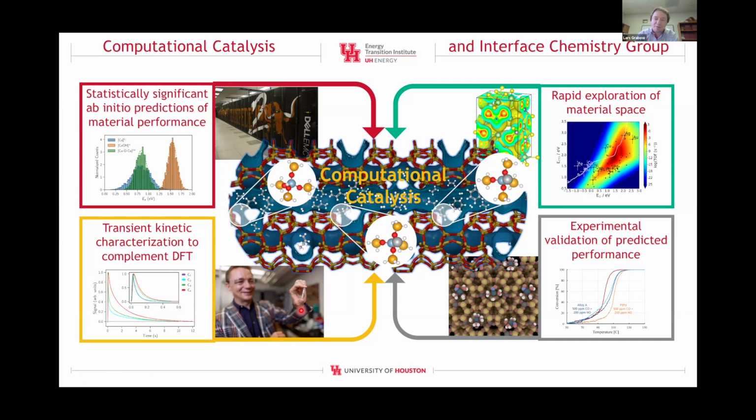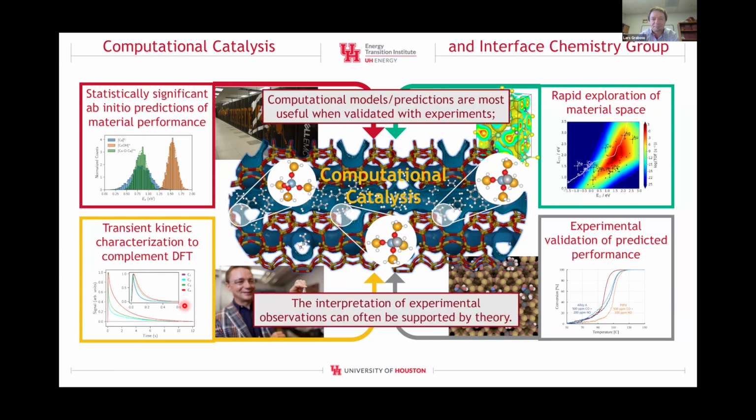We either work closely together with experimentalists to validate the performance of the materials that we're predicting, or some of the experiments we do in-house, for which we're using a temporal analysis of products reactor, which is a transient kinetic characterization technique. It is very nice and very complementary to using density functional theory and microkinetic modeling. Altogether, we focus on the computational aspects, but we always try to find close collaborations with experimentalists.